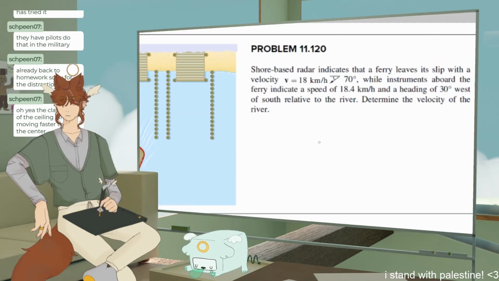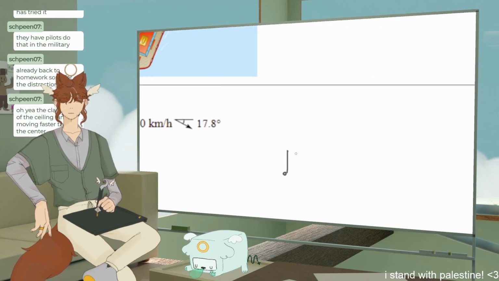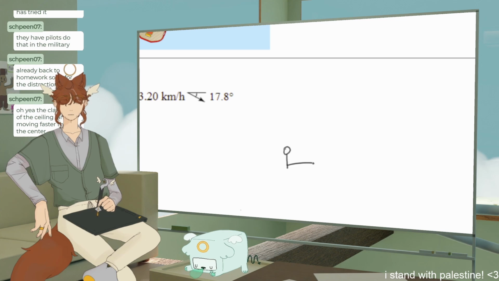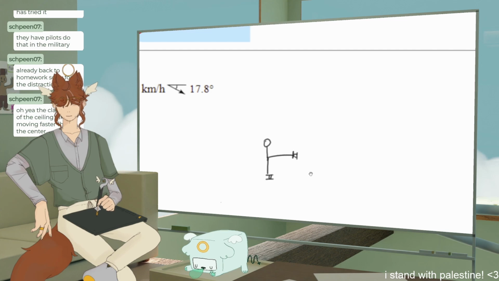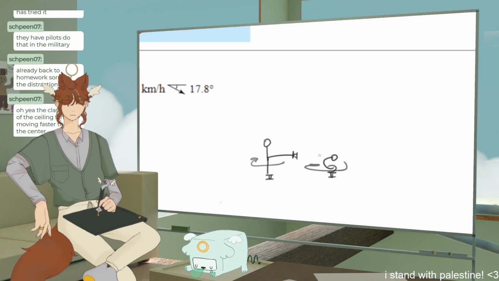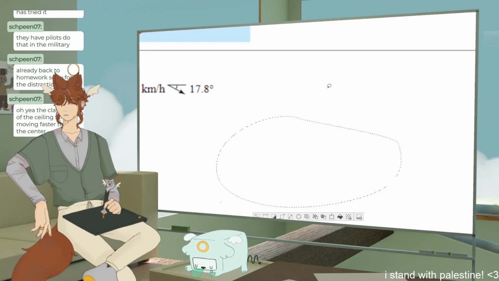Oh yeah, the classic, the end of the ceiling fan is moving faster than the center. Oh, absolutely. That's kind of the entire idea of a lot of dynamics problems at this point. How much acceleration do you get as you go farther out, or closer in? Or it's like a figure skater who pulls their center of gravity in really close is going to get to spin faster, that kind of stuff. It's kind of great. Those are some good drawings.